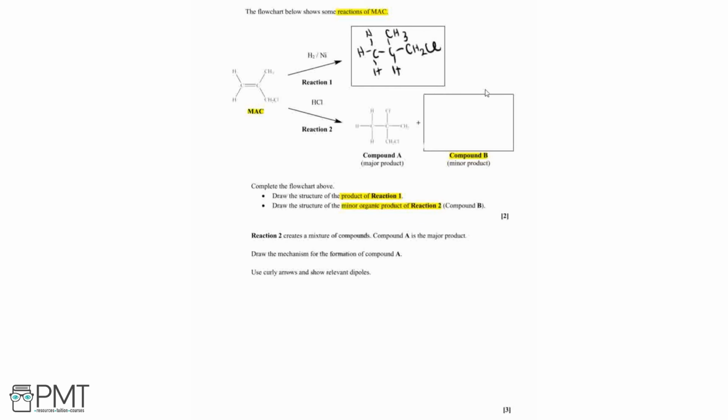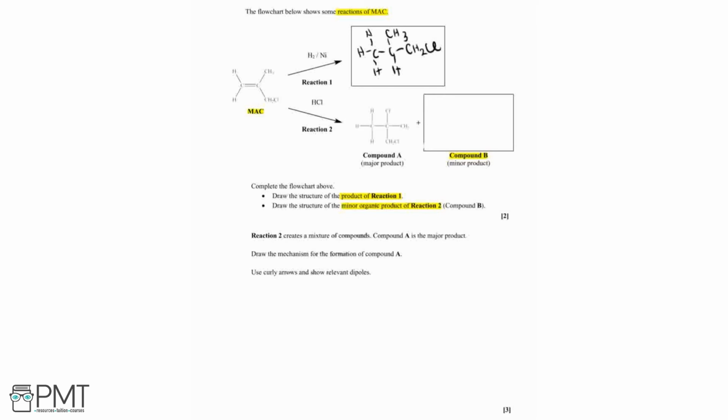So now the structure of the minor organic product of reaction 2. These reactions are electrophilic addition reactions, and we've got the reaction with HCl over here overall. This is going to, again, add on across this double bond. So we can see that with the major product, we've added our chlorine to this carbon here and our hydrogen to this carbon here.